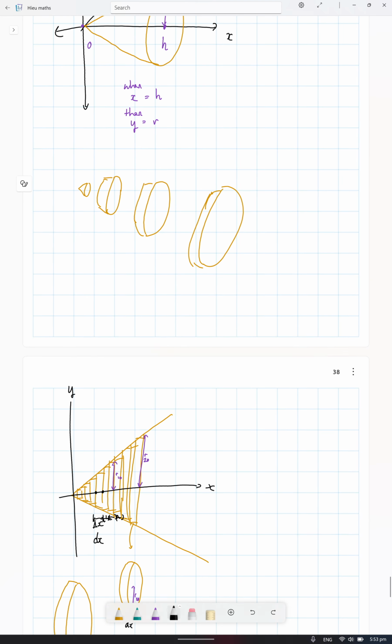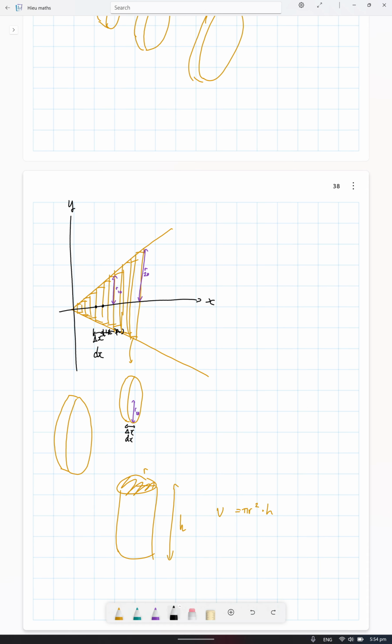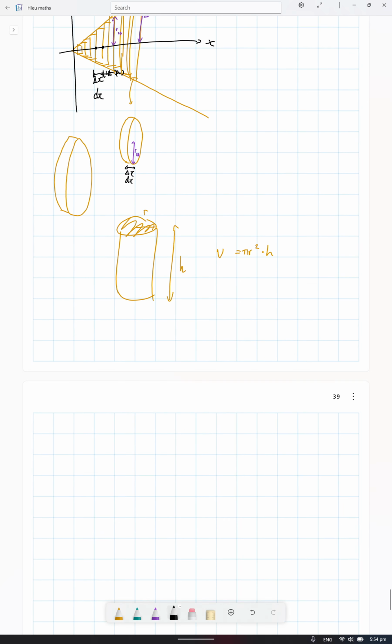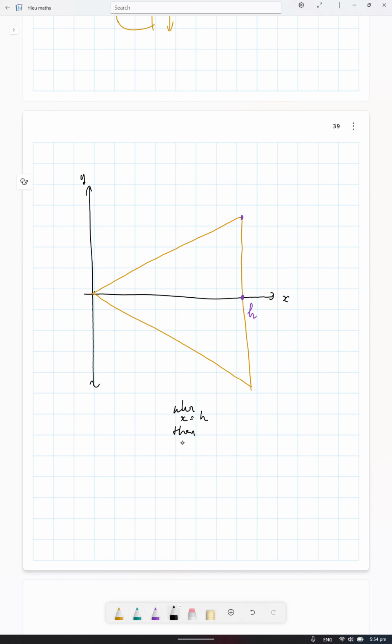So work with me now. First of all, we've got to find a general equation for r at any x, right? At any x. What is r going to be? I'm going to draw it again, but in 2D. So at point H, remember this is X, and this is Y. When X equals H, then Y equals R. So this height is R.